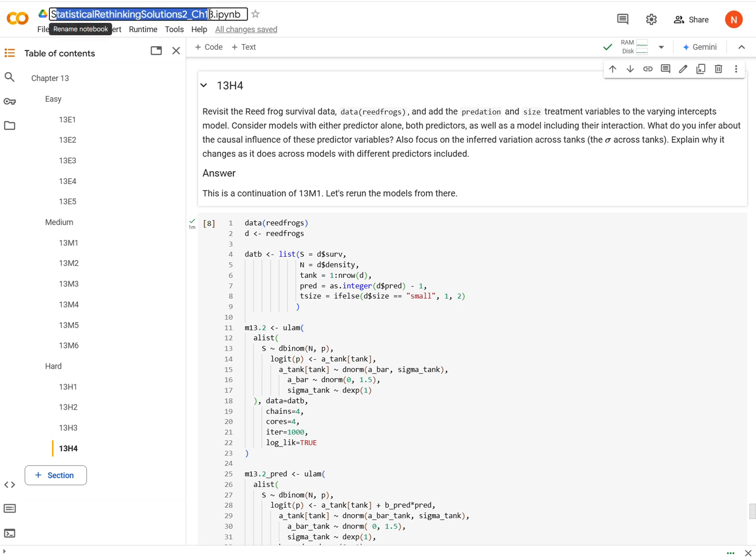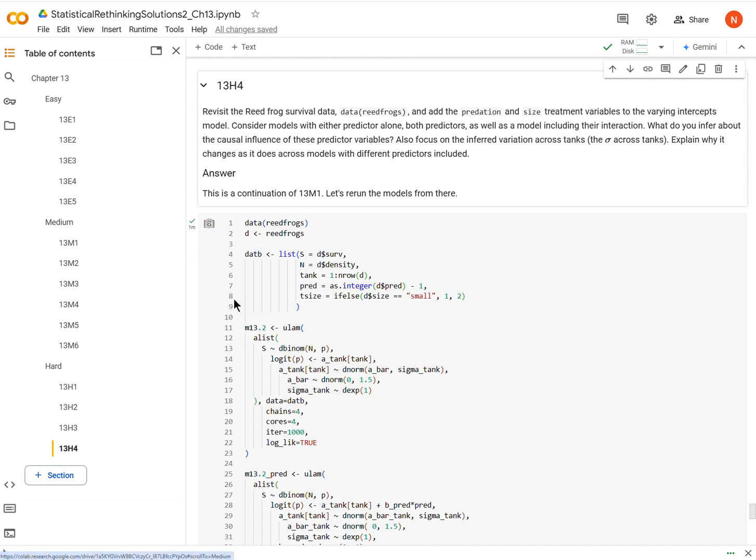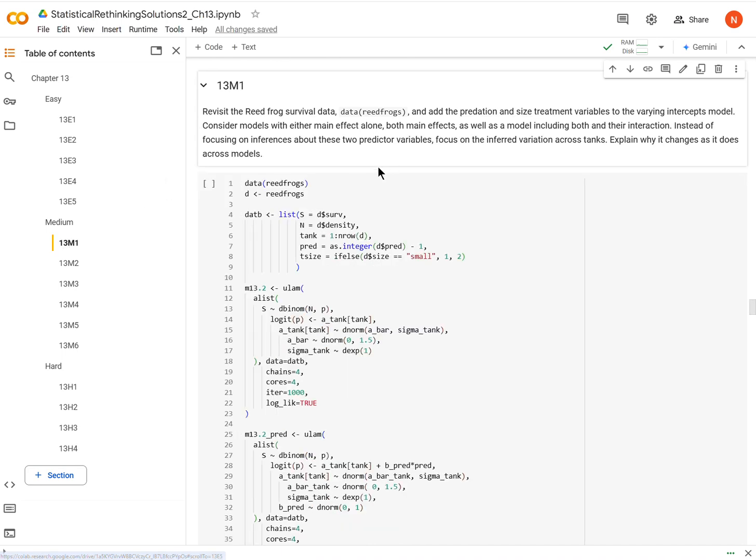Statistical Rethinking, second edition, chapter 13, and we're on the very last problem of this chapter, 13H4. Okay, here's the question, but instead of reading it, I am going to go back up to 13M1 because this problem is essentially just a continuation of 13M1. So let's get familiarized with 13M1 here.